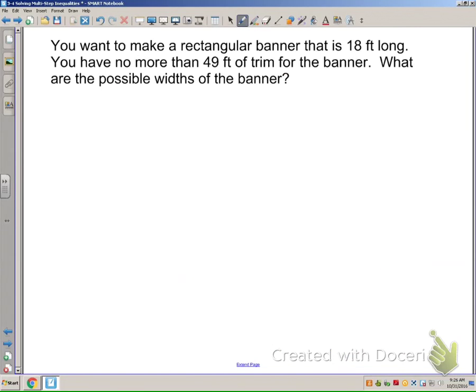So here's a problem. You want to make a rectangular banner that's 18 feet long. You have no more than 49 feet of trim for the banner. What are the possible widths of the banner? So this is another perimeter kind of problem. So I want you to pause it and try this on your own.